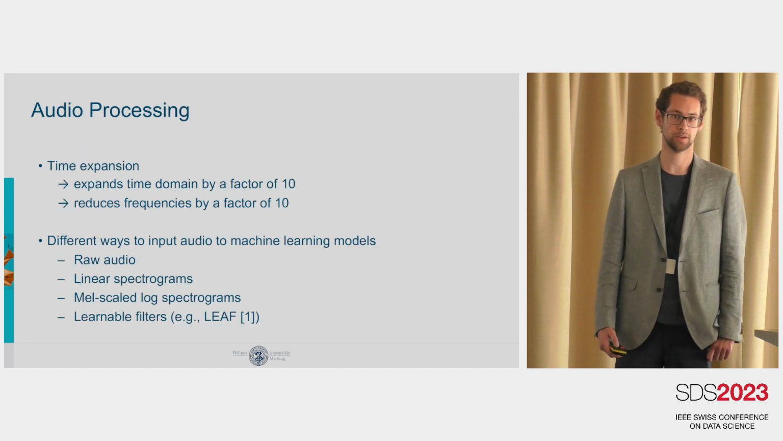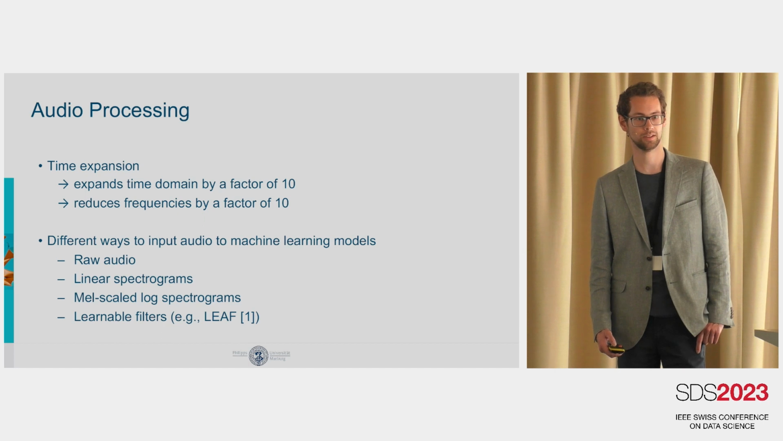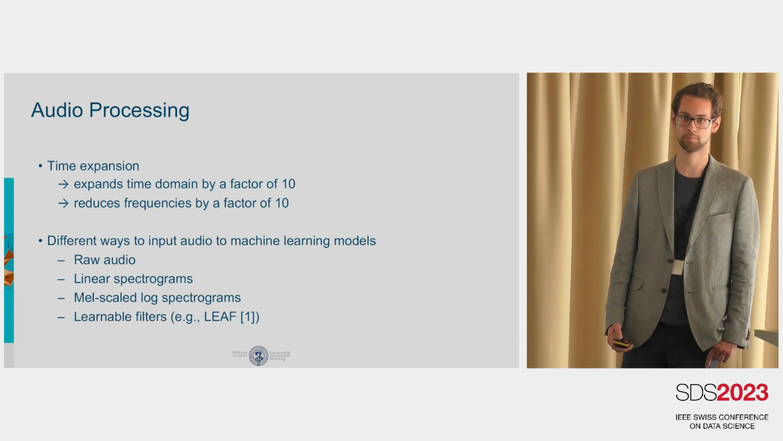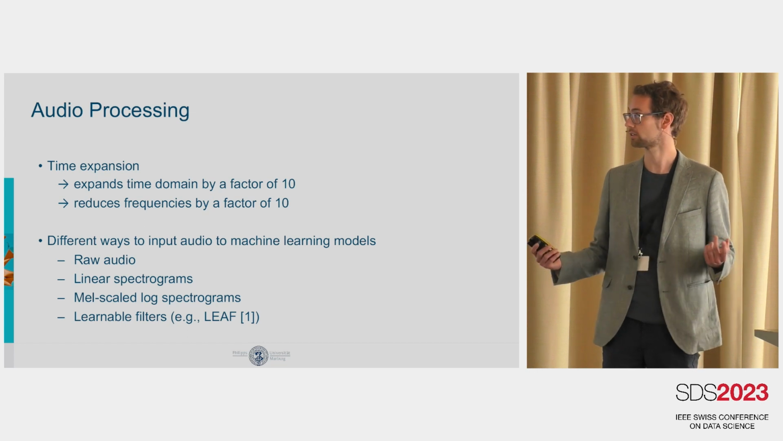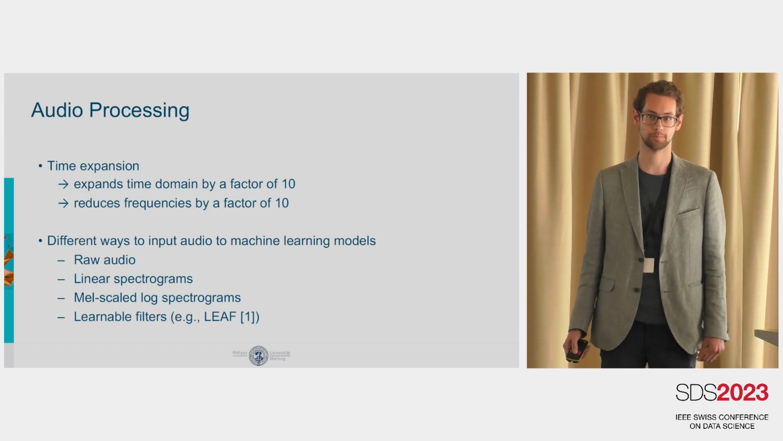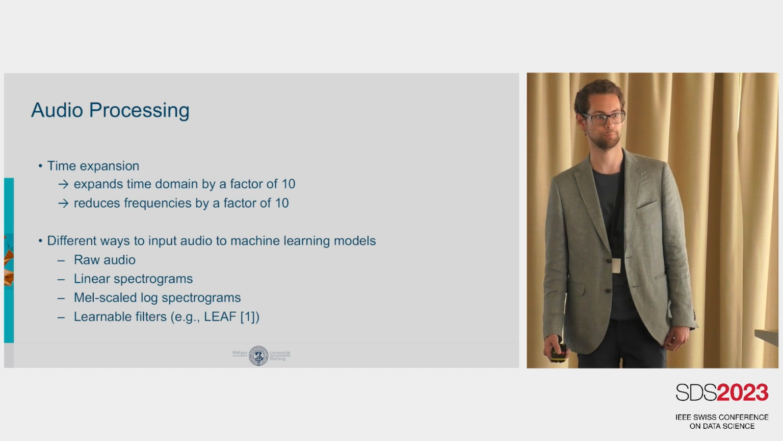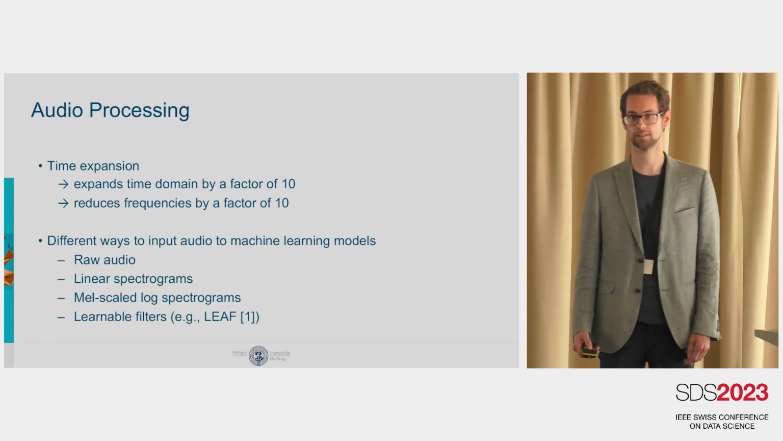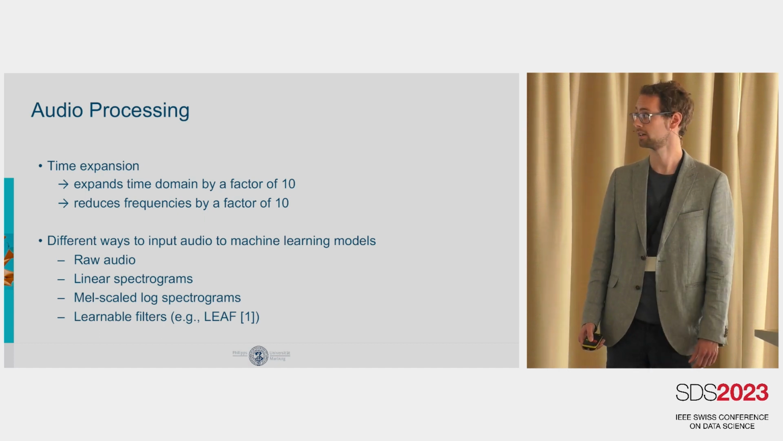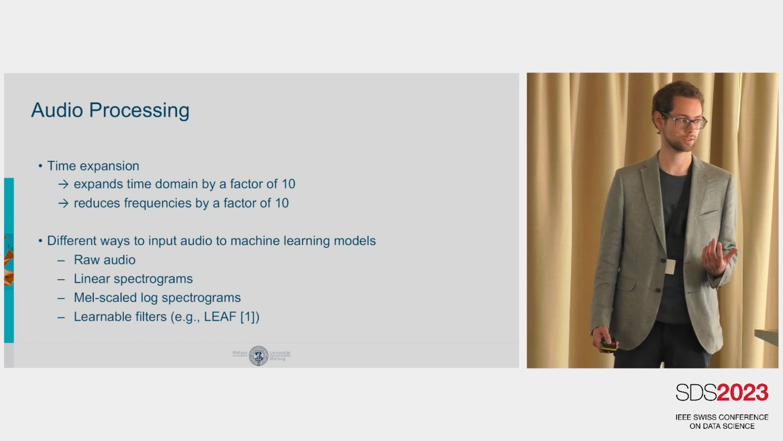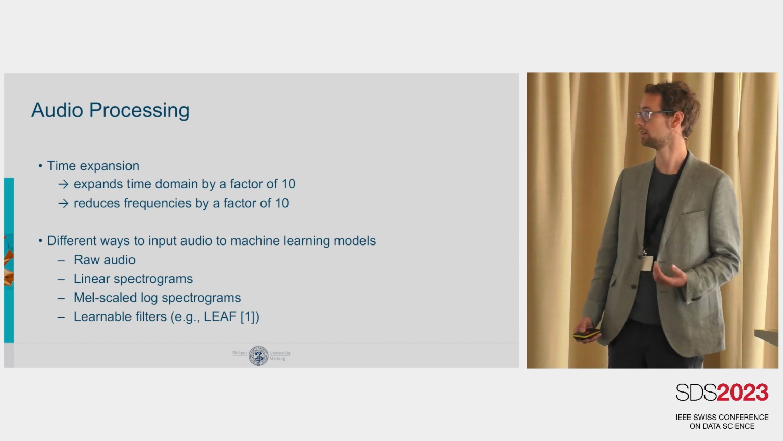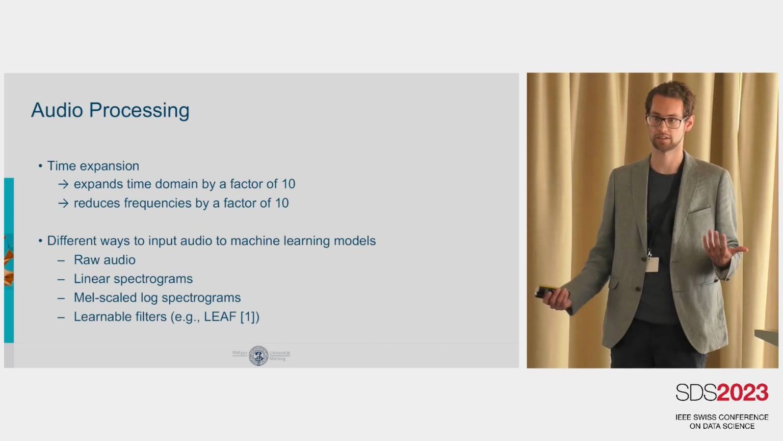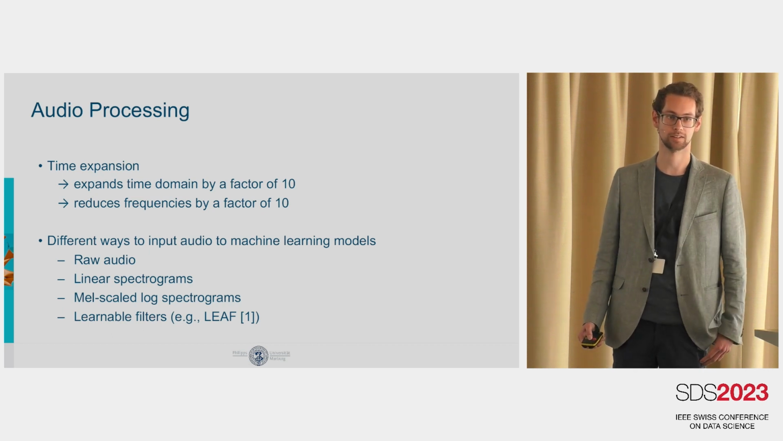When monitoring bats manually, mostly time expansion is applied, for example, by a factor of 10, which means the audio is just stretched by a factor, and therefore the frequencies decrease by the same factor. And so we can make the ultrasonic sounds bats produce audible for humans. Otherwise, the experts would hear nothing and couldn't analyze anything.